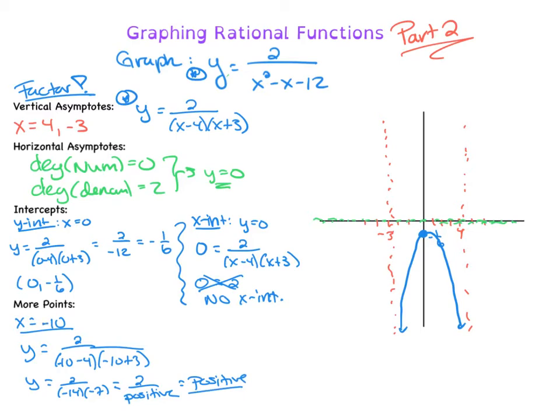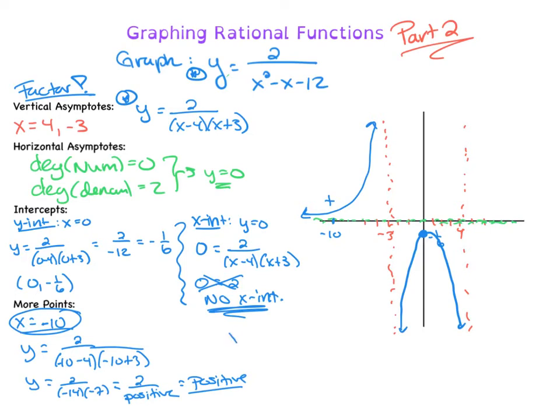At x equals negative 10, way over here, we have some positive y value. Now remember, we have no x-intercepts, so the graph cannot touch the x-axis, and our graph has to behave according to those asymptotes, so our graph has to do this. It has to get closer and closer to the green horizontal asymptote at y equals 0, and it has to get closer and closer to the red asymptote up here at x equals negative 3.